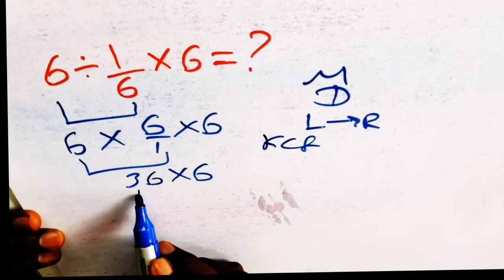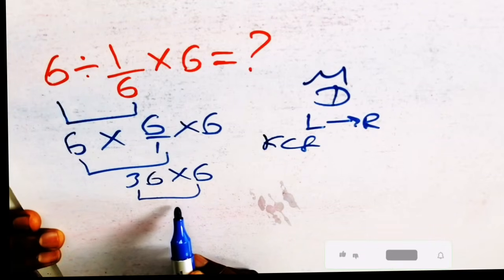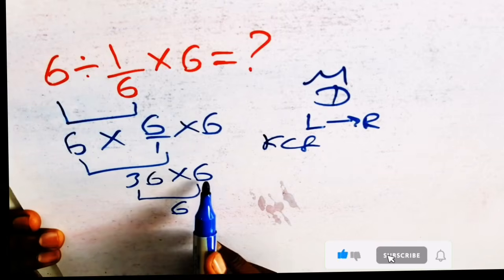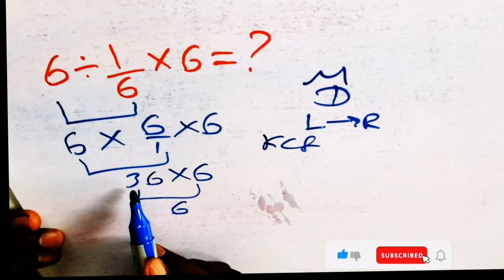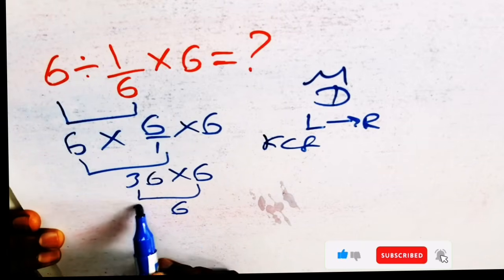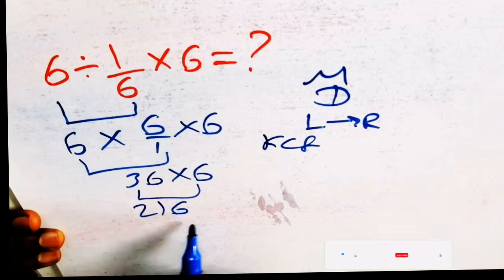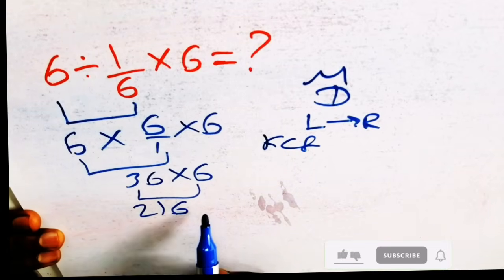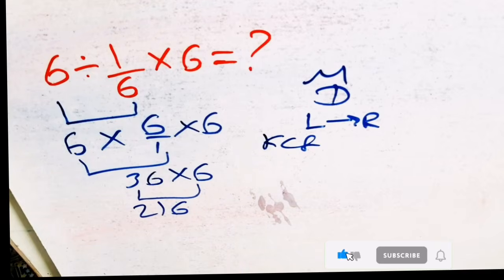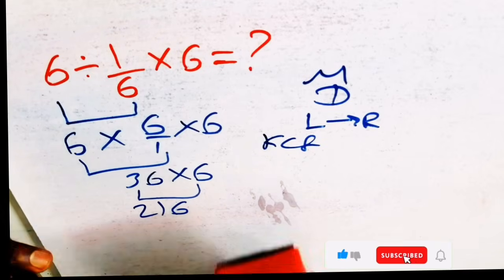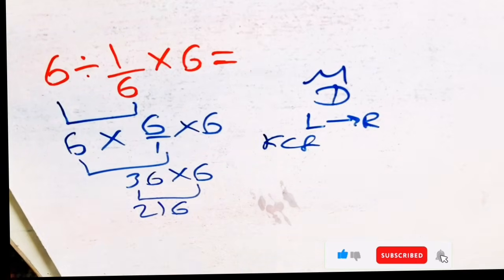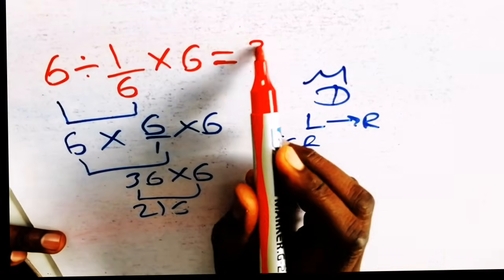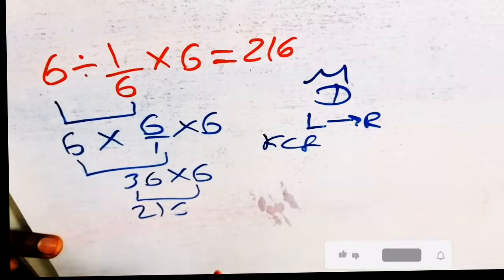36 times 6: 6 times 6, 36, right? 6 times 3, 18, plus 3, 21. Therefore, 216 is the correct answer of this problem, okay? The correct answer of this expression is 216, okay?